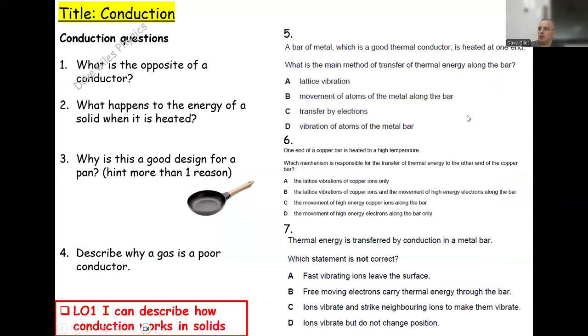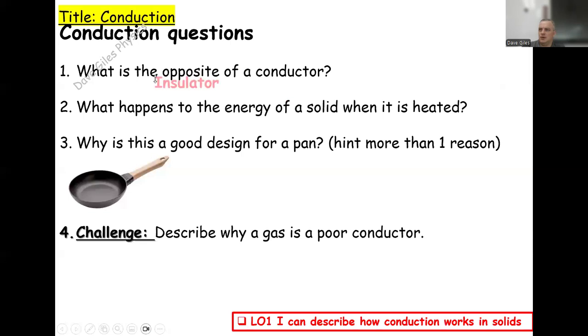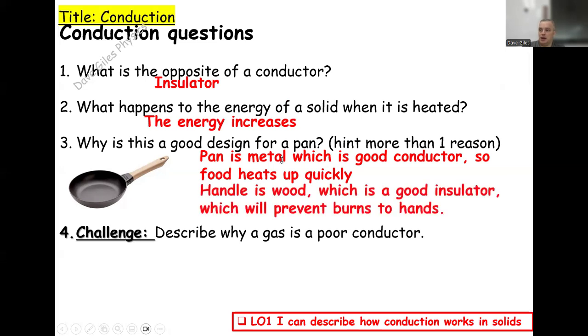Some questions here for you to have a go at. Pause it and then give it a go. What is the opposite of a conductor? That would be an insulator. What happens to the energy of a solid when it is heated? The energy is increased. Why is this a good design for a pan? The metal, where you put the food, is a good conductor, so the food heats up quickly. The handle is wood, which is a good insulator, which will prevent burns to hands.